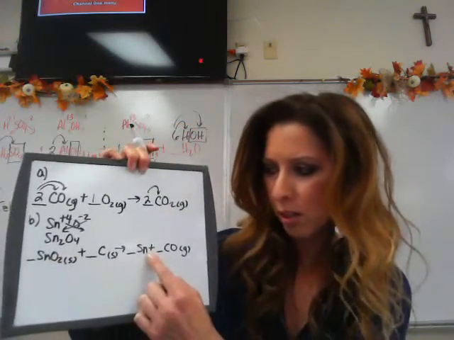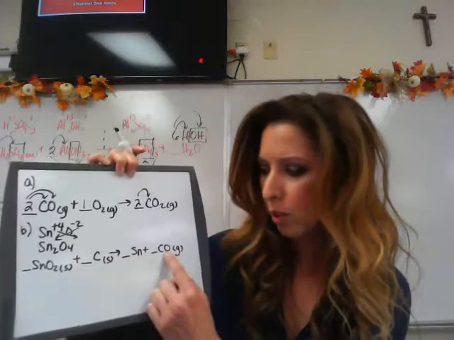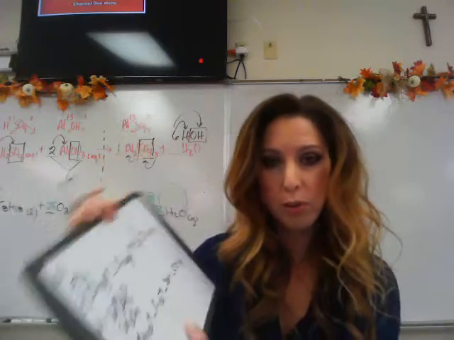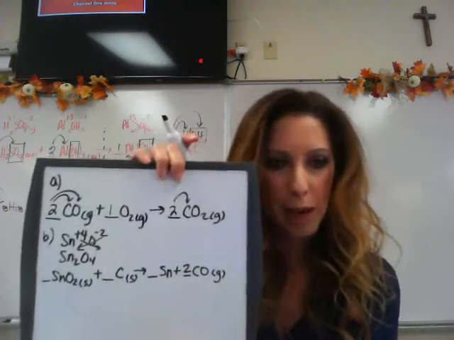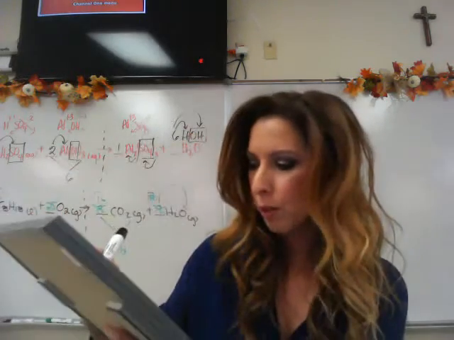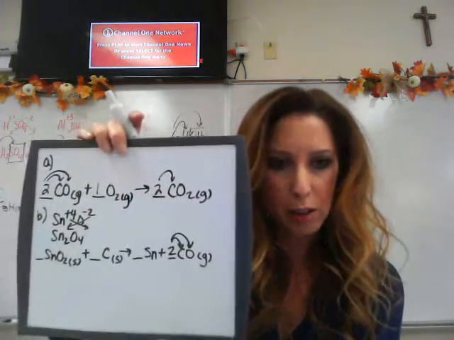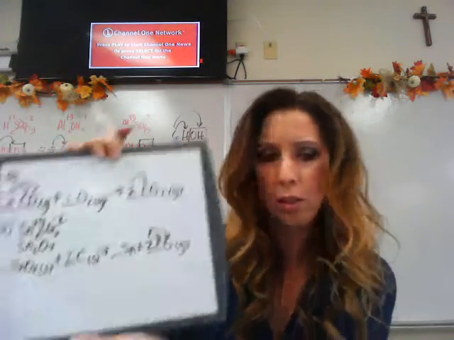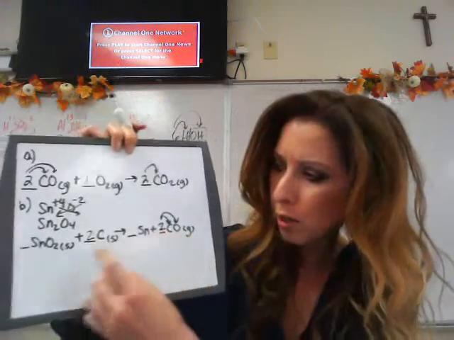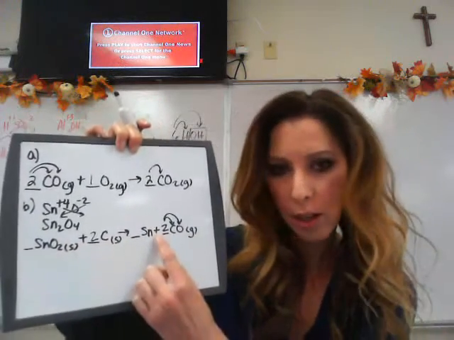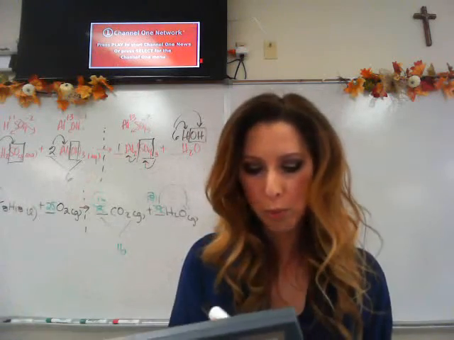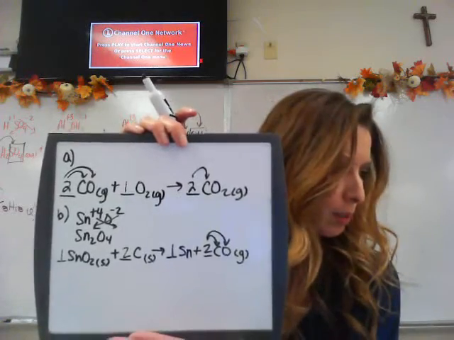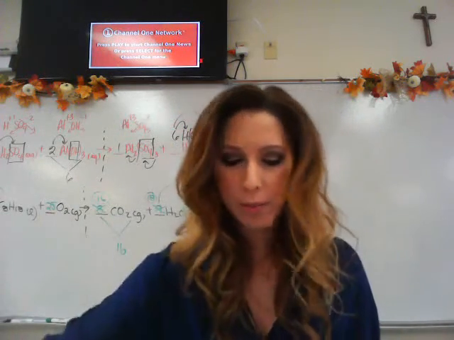I have 1 tin on each side. I've got 1 carbon here and 1 carbon here, but I have 2 oxygen here and 1 oxygen here. So I'm going to put a 2 in front of CO to balance the oxygen. Remember, this gets distributed to the elements that are after it in the compound. So I've got 2 carbon, so I'm going to put a 2 here in front of the carbon. I have 2 oxygen, 1 tin, and 1 tin. So we're going to put 1s in the blanks, and there you go. Now you're balanced.